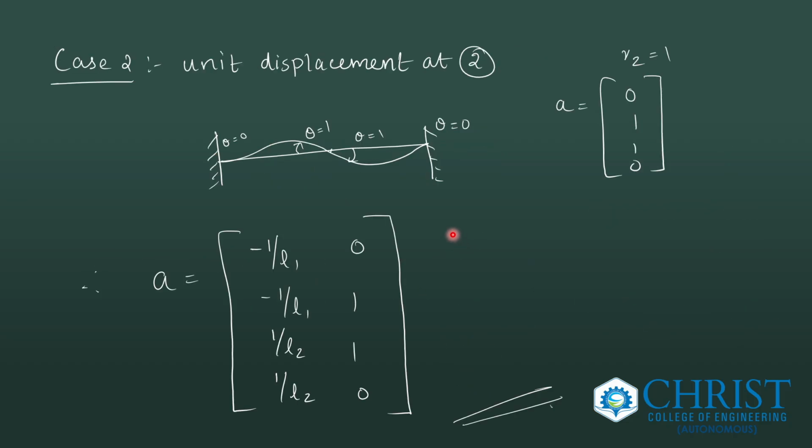Now apply the second case that we have studied already. Applying unit displacement at node 2, or in the direction of the second system coordinate, theta 1 equal to 1. At the two ends, it will be 0, that is 0, 1, 1, 0, and hence we get the A matrix. This is how we calculate the displacement transformation matrix. Thank you.